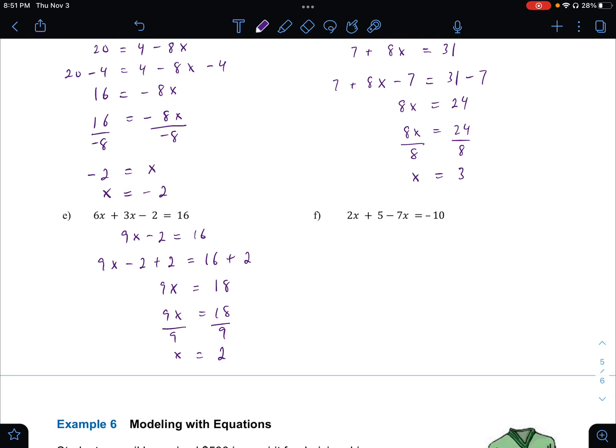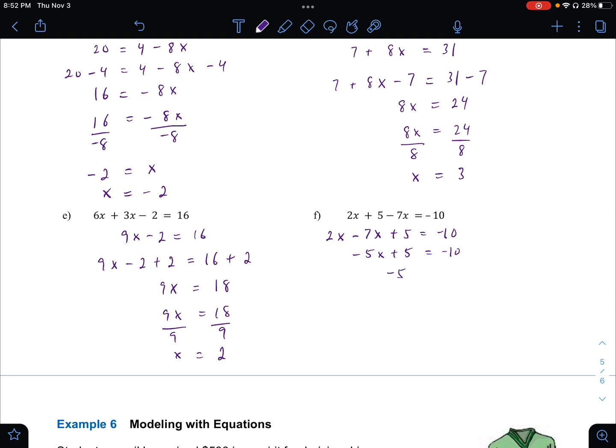Okay, F. So what we can do first is move the negative 7x beside the 2x first. We can group them together. So 2x minus 7x is negative 5x plus 5 is equal to negative 10.